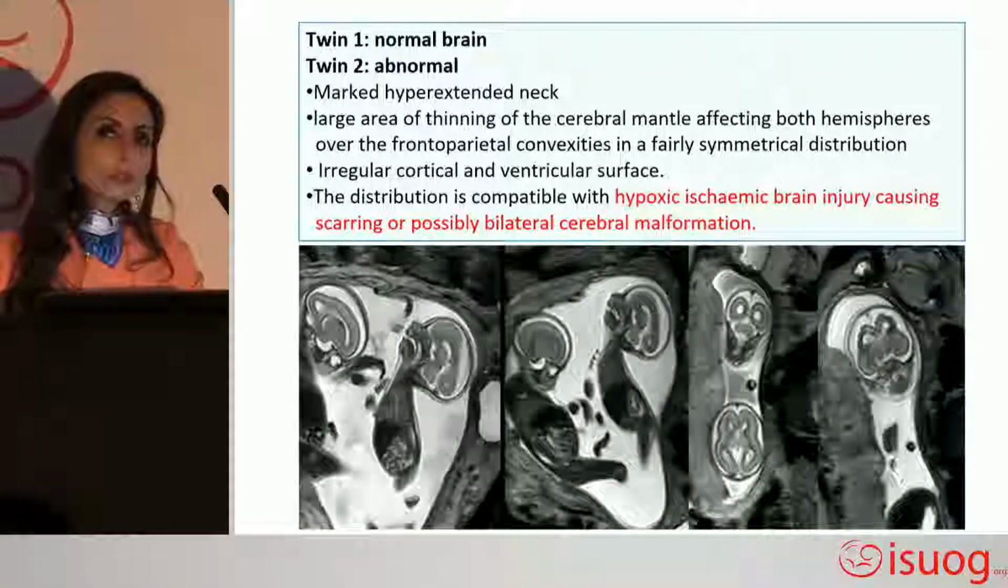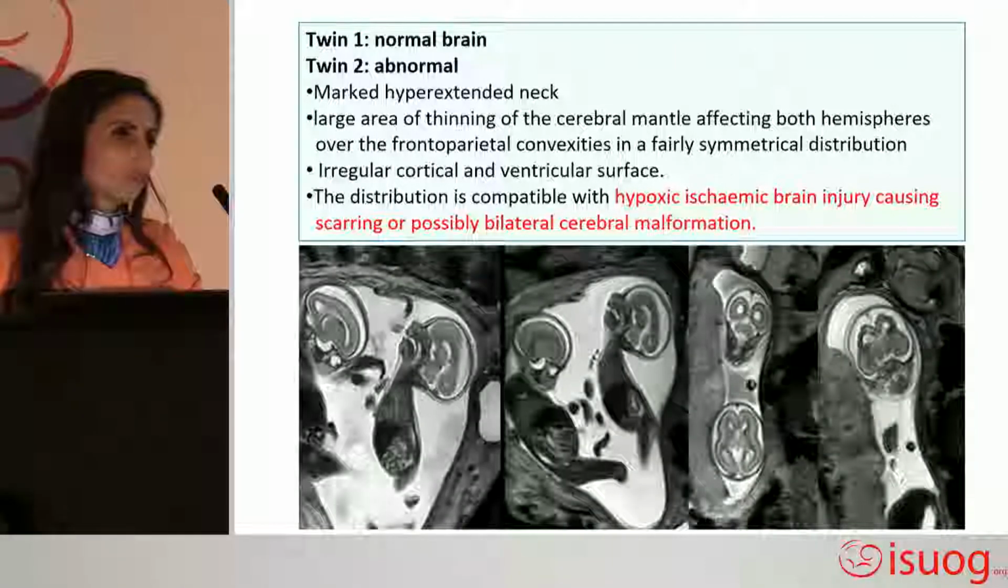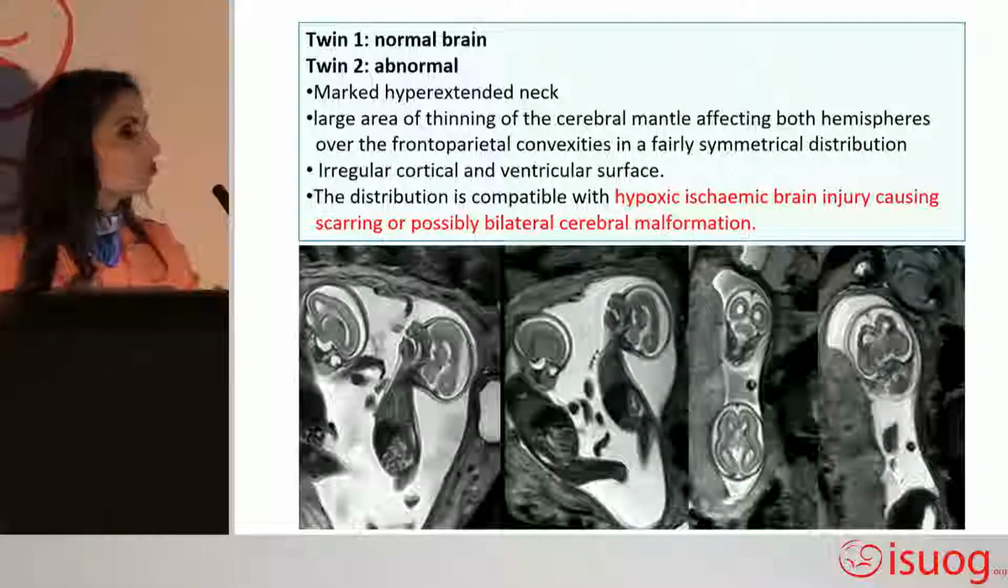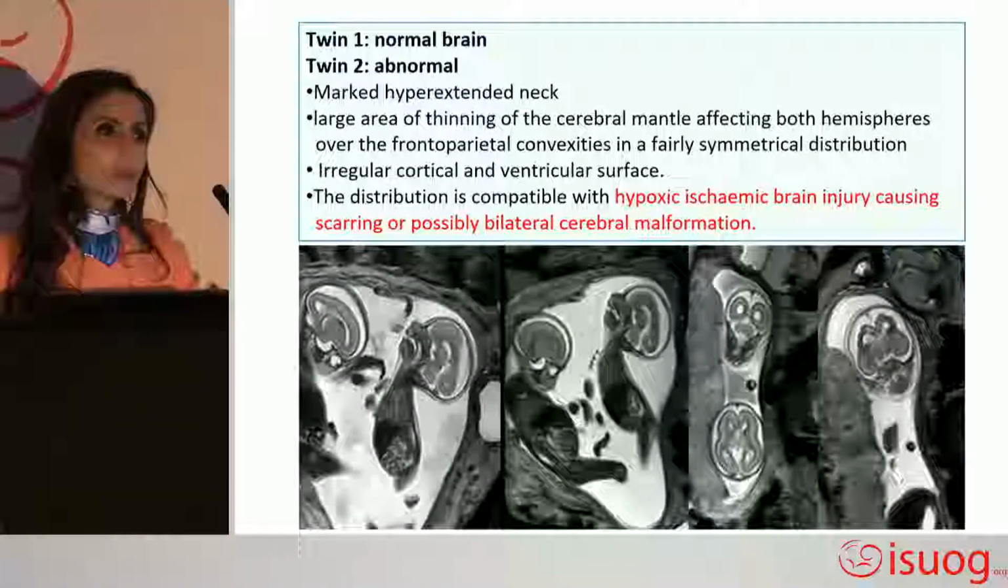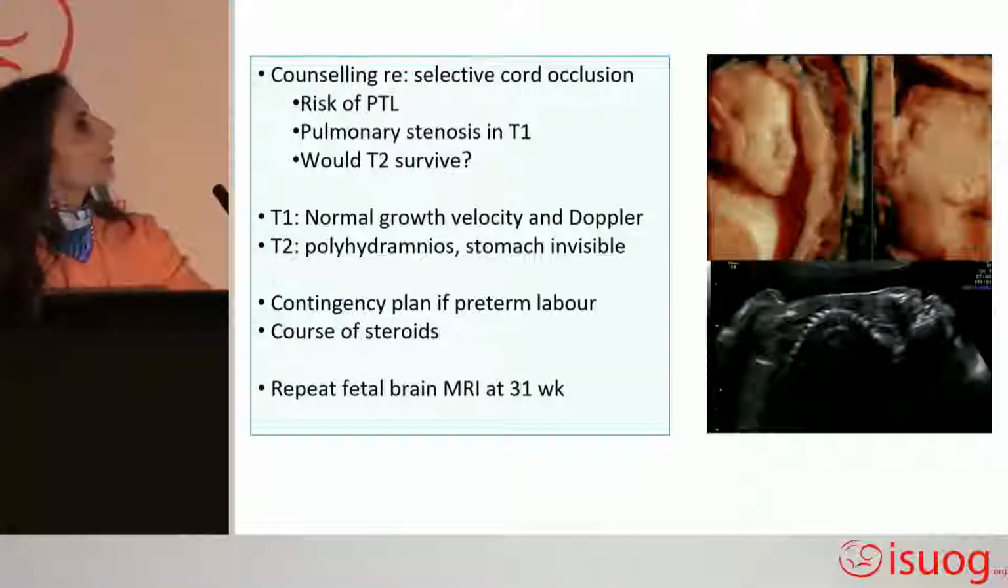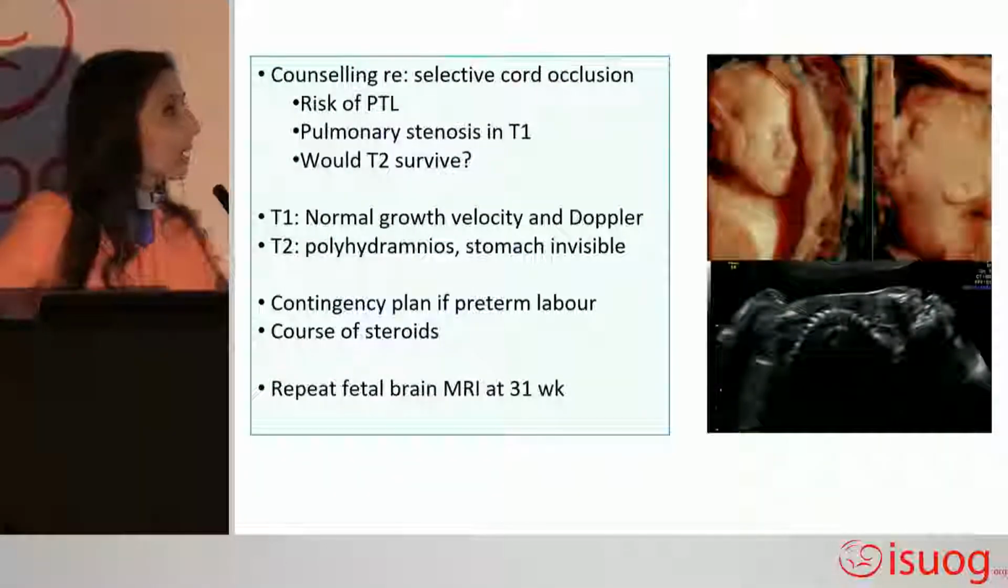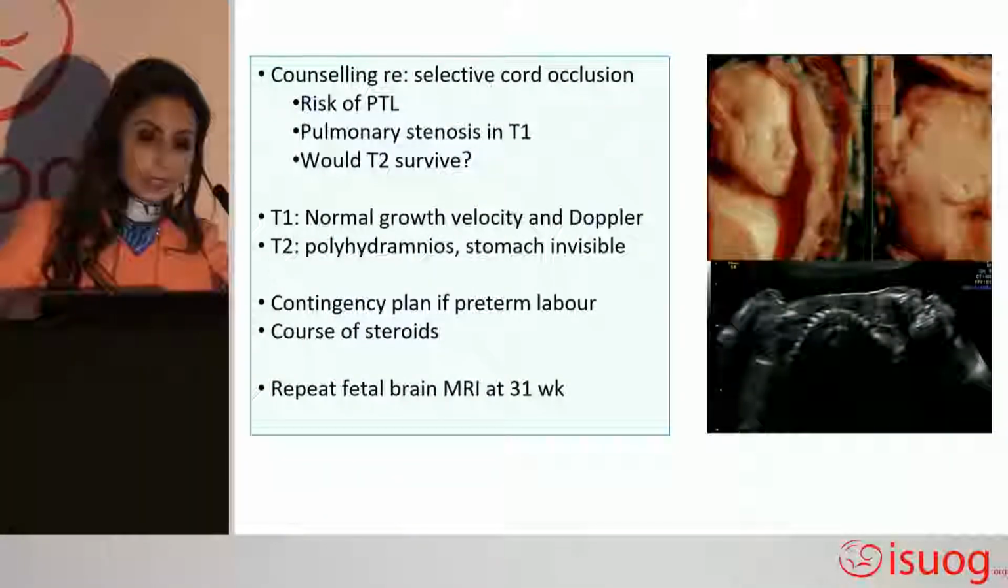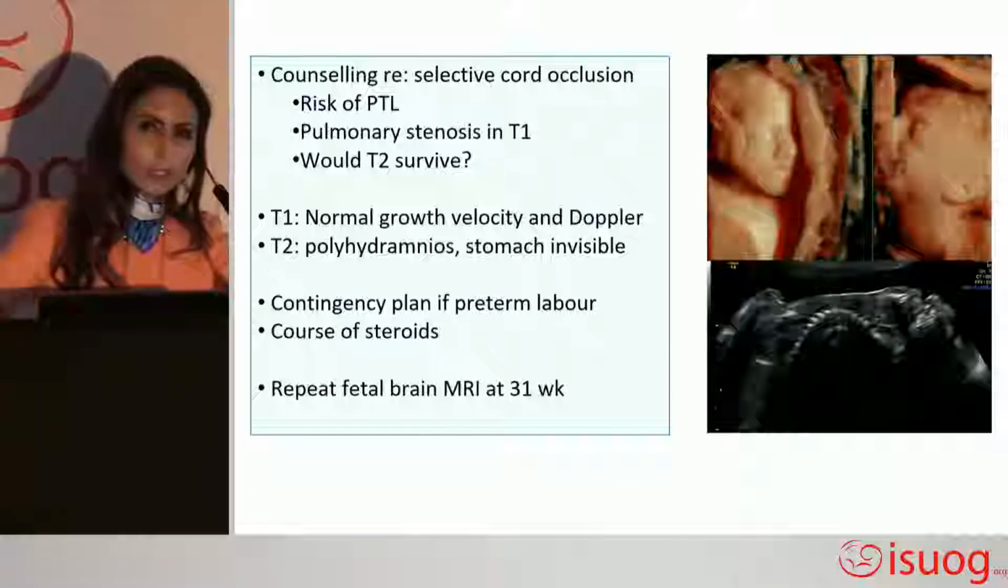So what would you do? How would you manage this woman? Just 22 weeks. Yes, you offer selective reduction. That's exactly what we did. So we had a chat with her about the selective reduction, but it's not straightforward, is it?